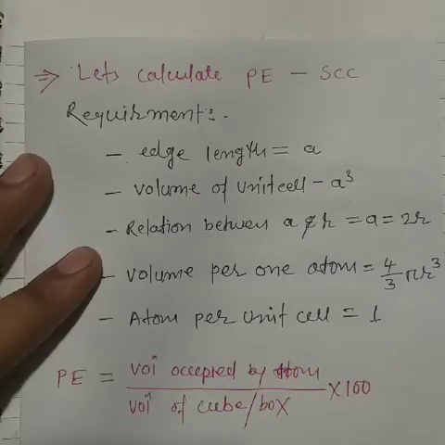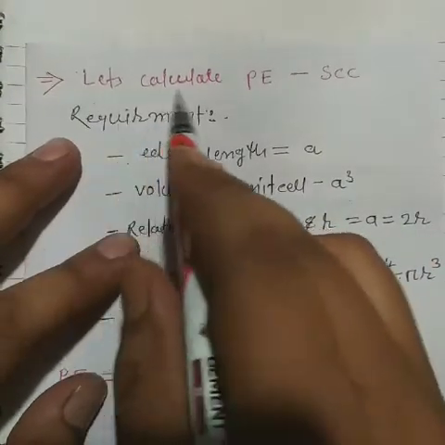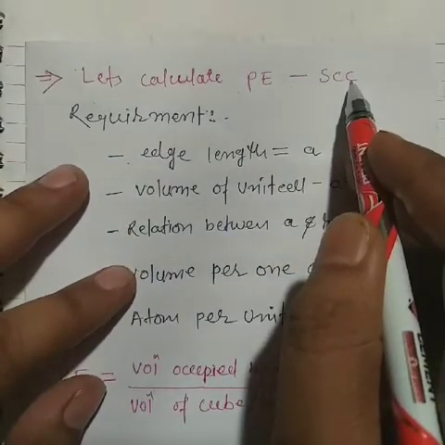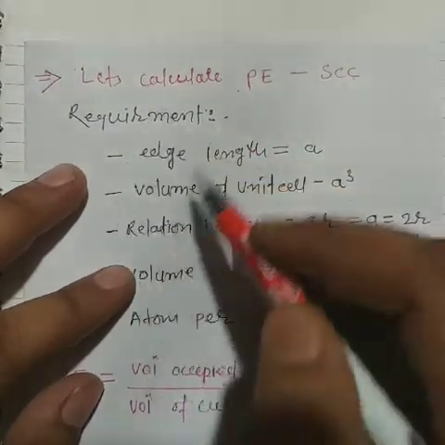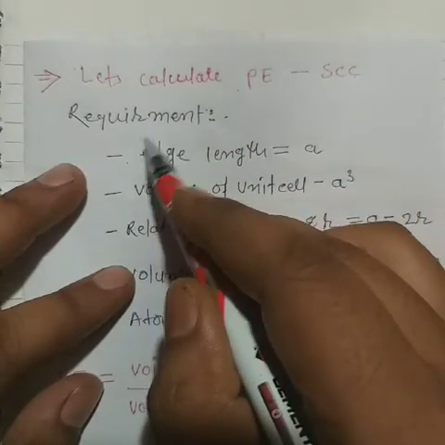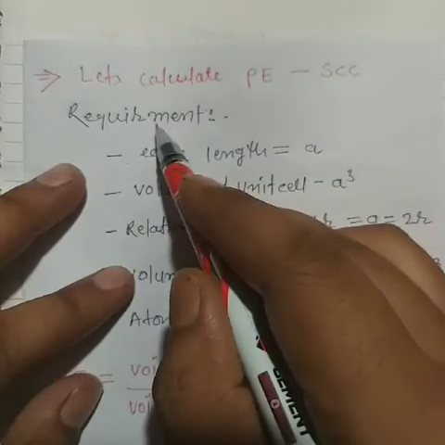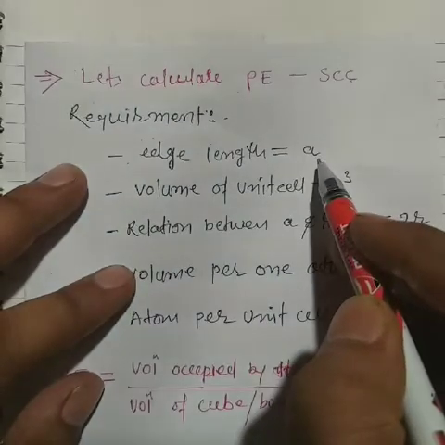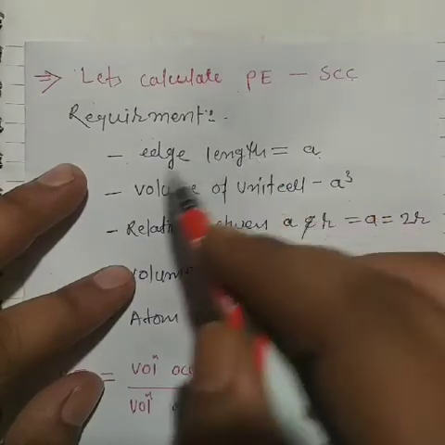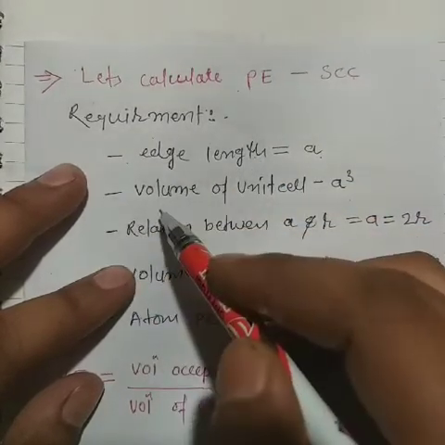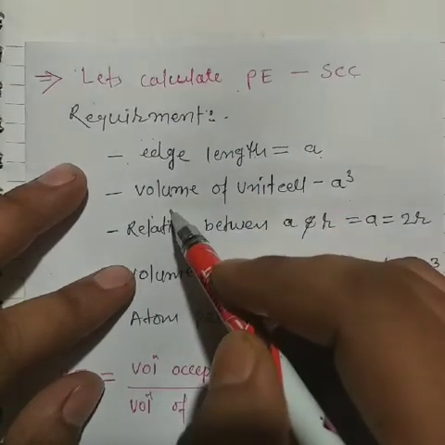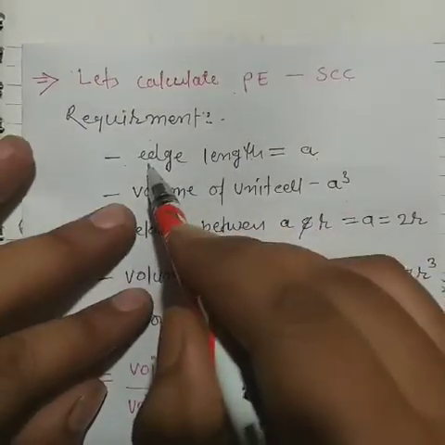So let's calculate the packing efficiency of simple cubic cell. So first of all we will discuss what is the requirement, students. Now previously I told you why it is important, radius of atom and relations between radius of atom and edge length. Now see, first applications on the radius of atom and edge length.